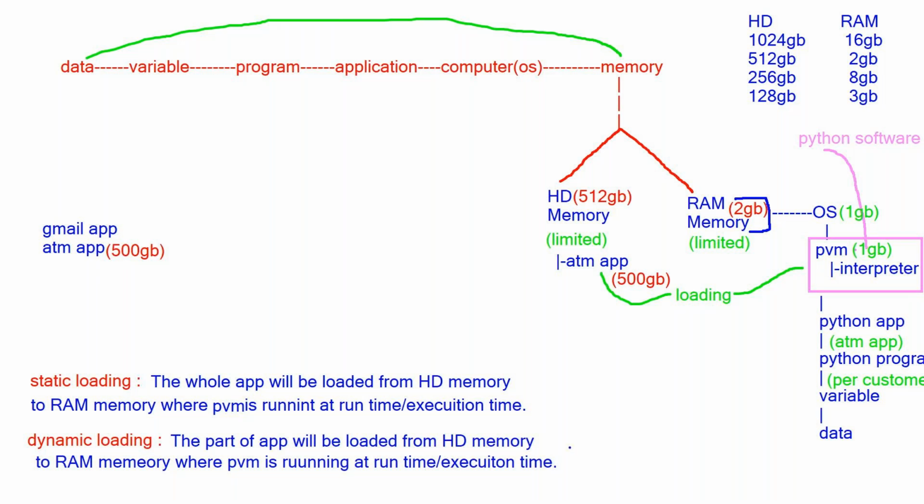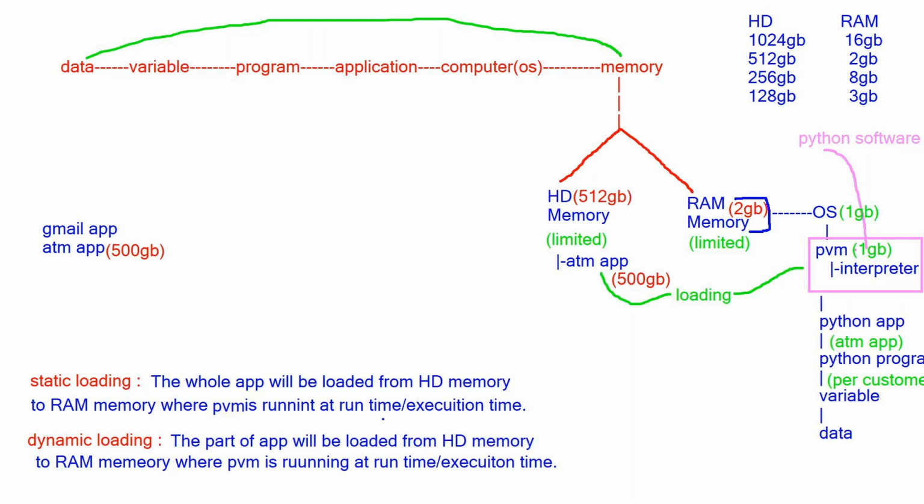Now tell me, when there is no chance of loading the entire ATM application, it's better to load only part of it, right? This is the reason each customer will swipe his ATM card. As a customer, when you want to process your details, is it good to load the remaining 80 million customers' data from hard disk to RAM where the Python virtual machine is running? No. When you want to process your data, it's better to load only your data from hard disk to RAM where the Python virtual machine is running. So that is the best thing.